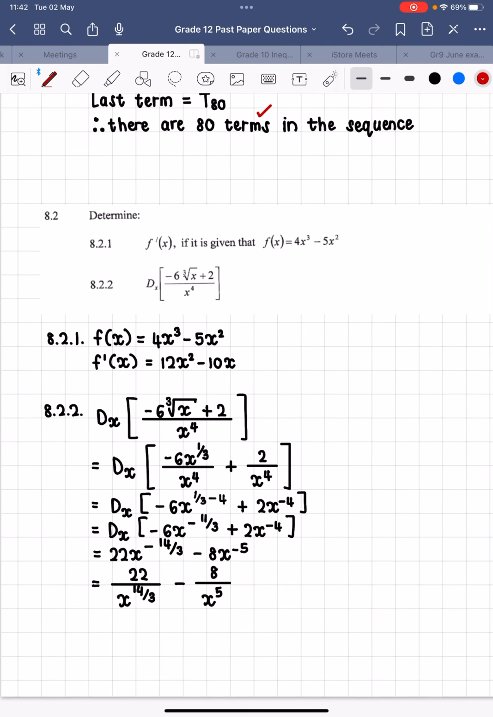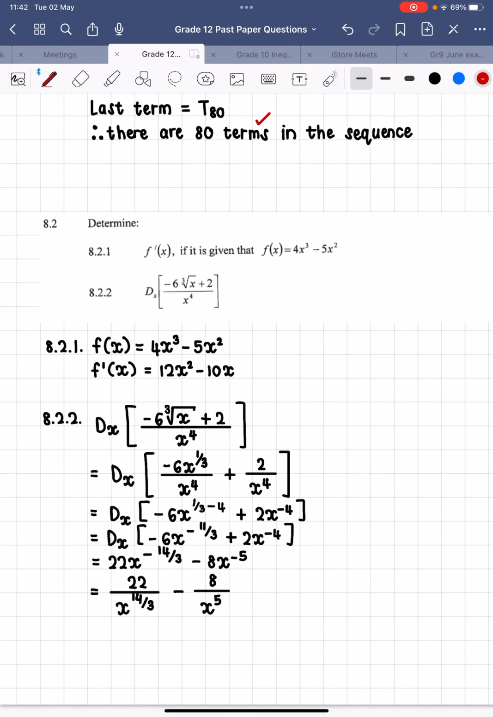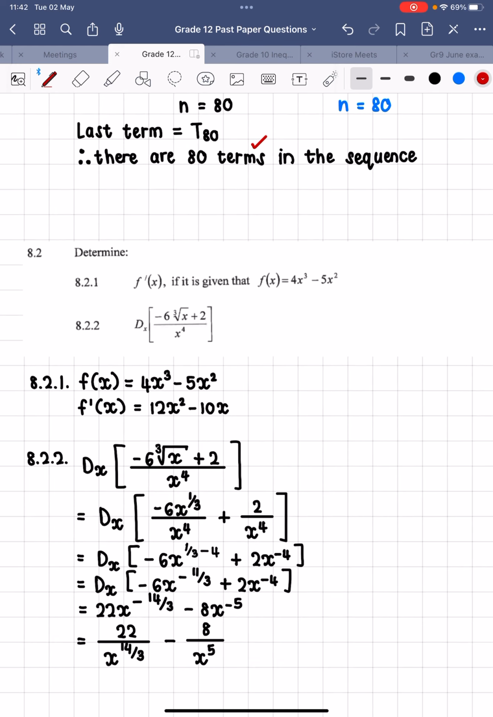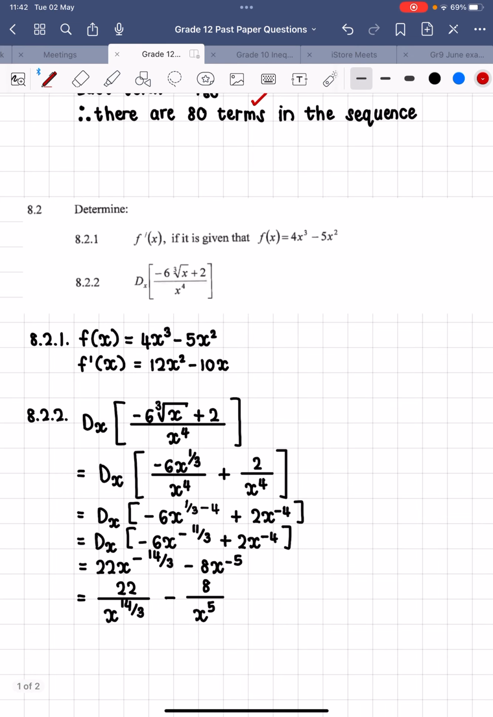Alright, the derivative one. So it was question 8.2. So there were 2 derivative questions here. The first one was very simple. They just gave us this function, 4x cubed minus 5x squared. 2 mark question. Those are 2 very easy marks to get.